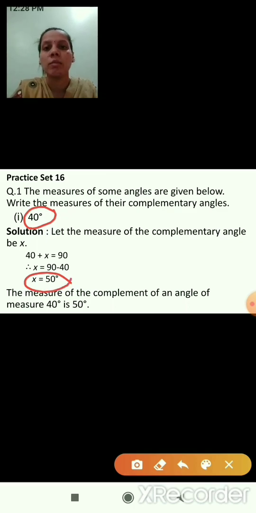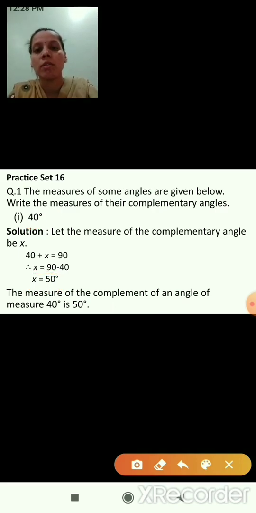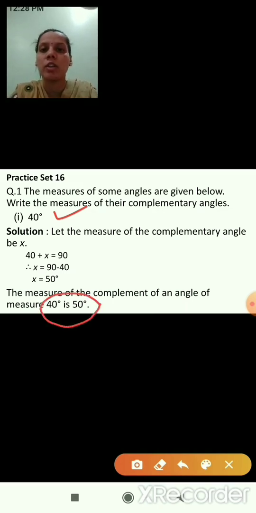So the measure of the complement of an angle of measure 40 degree is 50 degree. Correct. So what is the measure of its complementary angle of 40 degree? That is 50 degree. Yes. If you want to check your answer, 40 plus 50 is equal to 90 degrees. So they are complementary angles. Yes, I hope you are clear with the first sum.